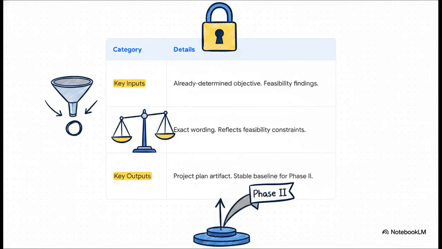So here's the bottom line. This isn't about creating something from scratch. It's all about refining and formalizing. Your key inputs are the objective you already have and, this is super important, all those feasibility findings. If the data team said you can only tackle part of the problem, that has to be reflected here. The key decision is all about that final wording, making sure it's precise and respects those constraints. And the output is that solid, stable baseline you need for Phase 2.